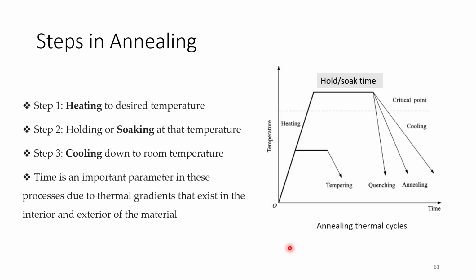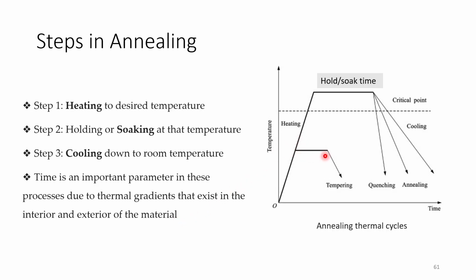Now this is the heat treatment cycle, or annealing thermal cycle. Here these are the steps of annealing. First step is heating. You are heating your material, changing the temperature with time. So heating to the desired temperature, then holding or soaking at that temperature. So hold or soak time is there. After that you will be cooling with a controlled cooling rate, cooling down to room temperature. The time is an important parameter in these processes due to the thermal gradient which exists between the interior and exterior of the material.